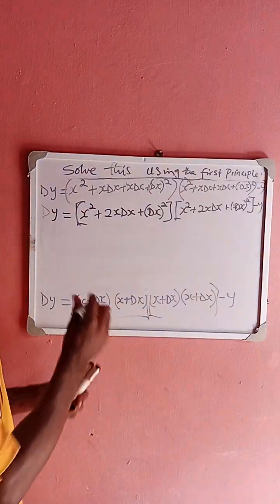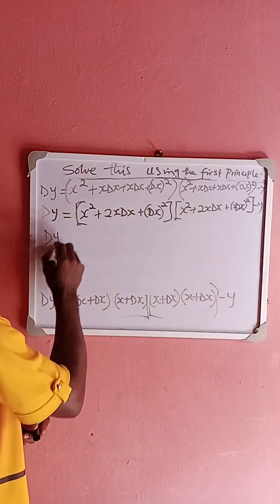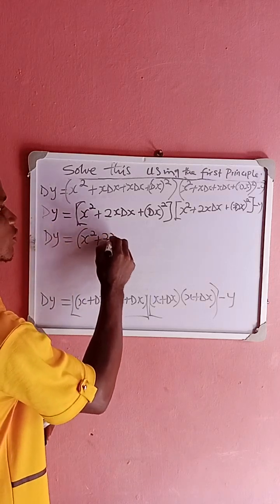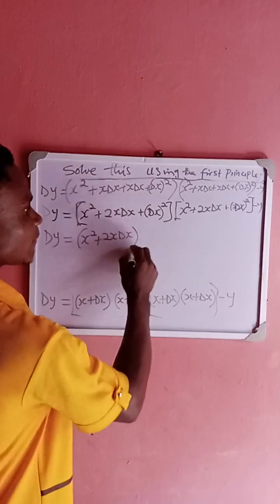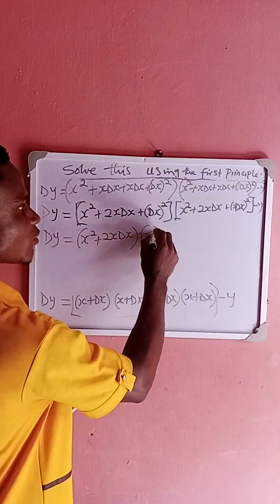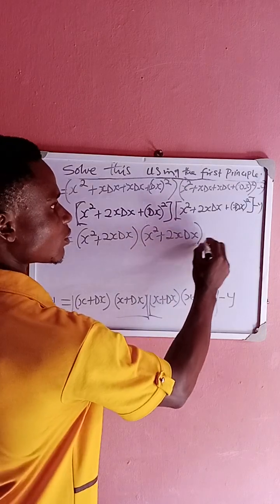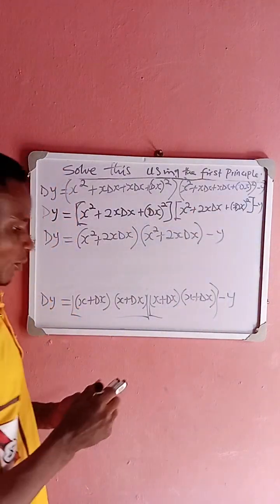Then limiting change in x to 0, we have change in y is equal to x raised to the power of 2 plus 2x change in x. Then open another bracket, x raised to the power of 2 plus 2x change in x, close bracket, minus y.